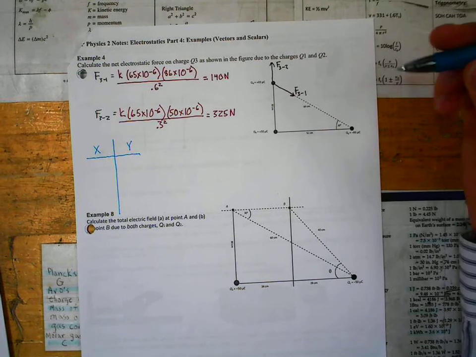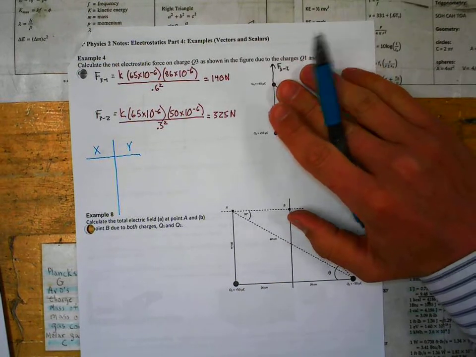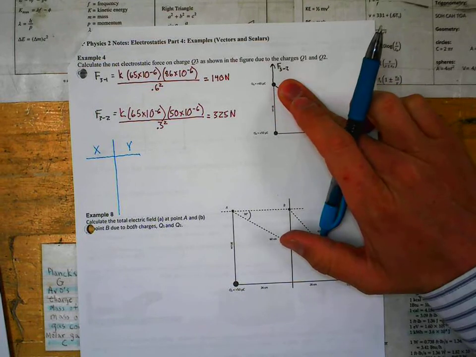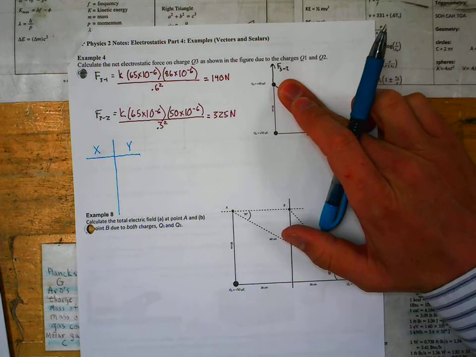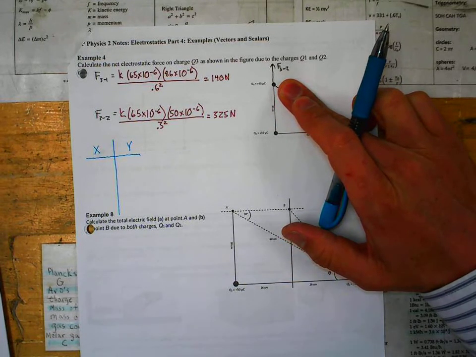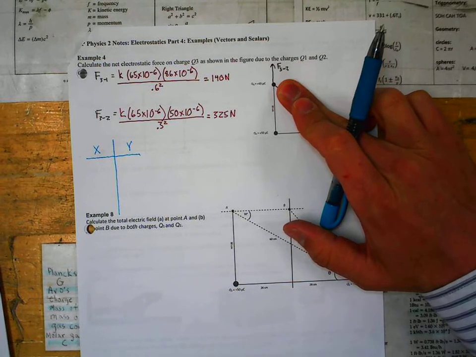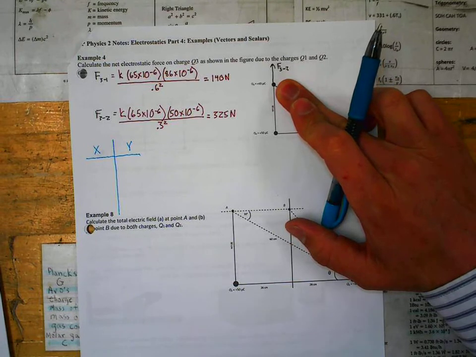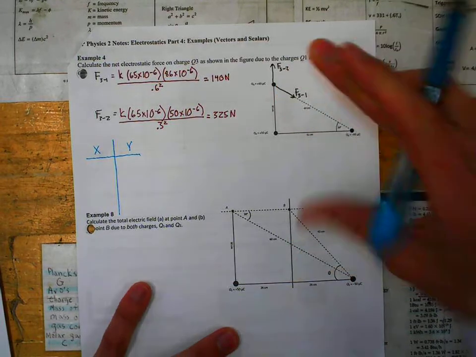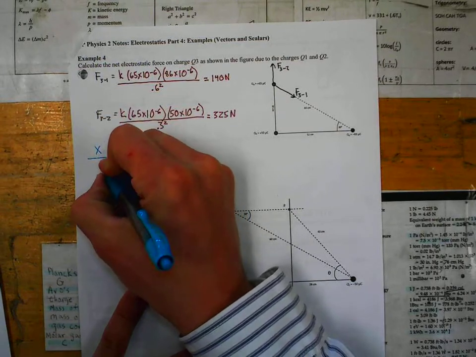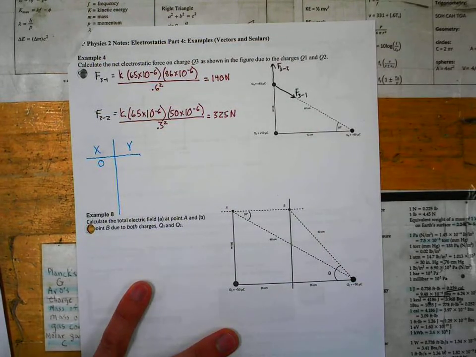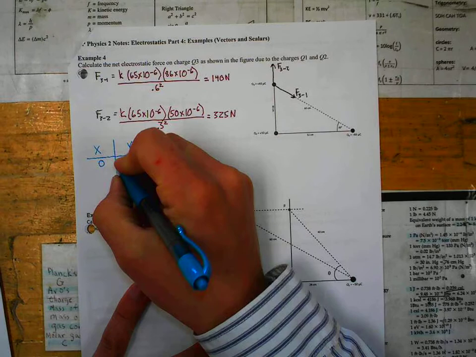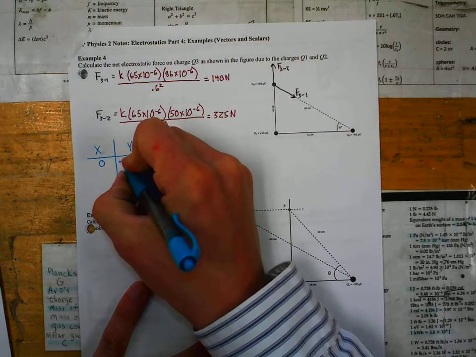Okay, so let's deal with the easy vector first. That one right there. That is scoring only points for what team? The Y team. Negative points or positive points? Positive 325 points. So there's no X component, so we put a 0. Then over here, positive 325.